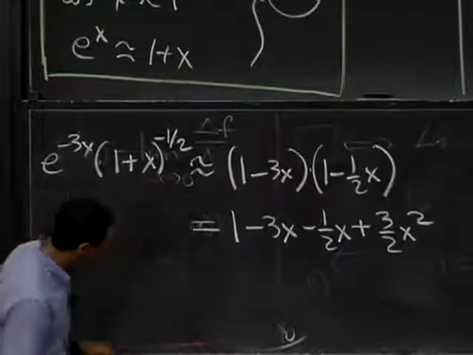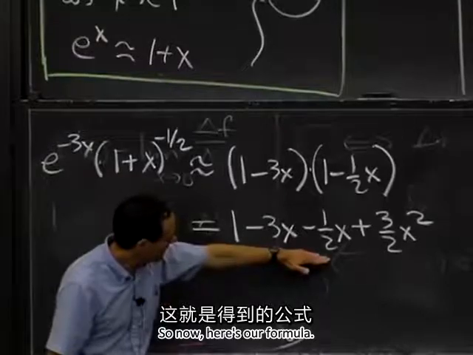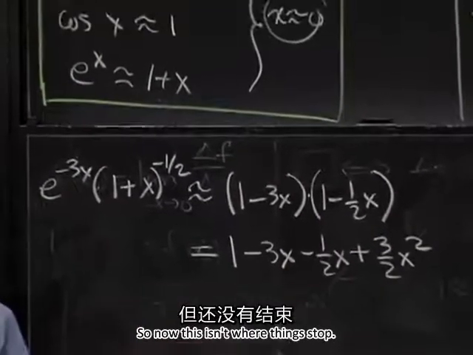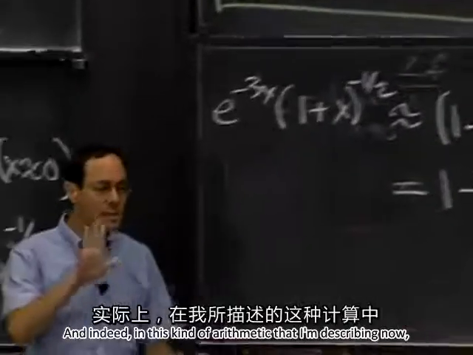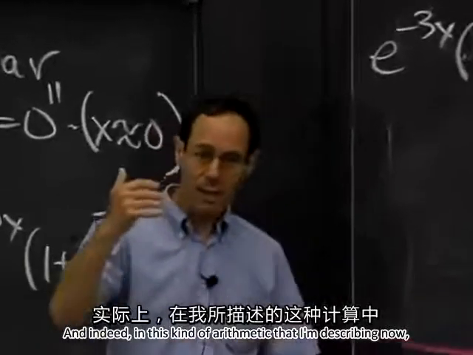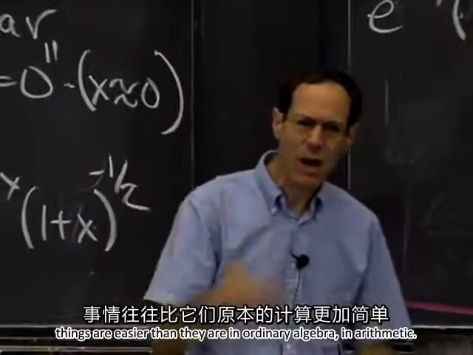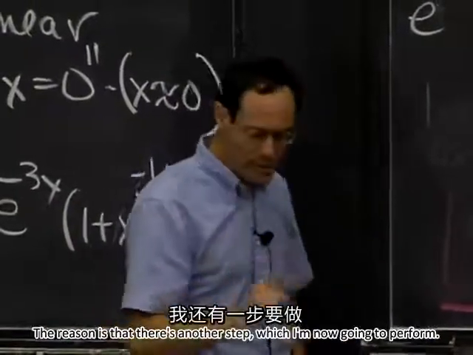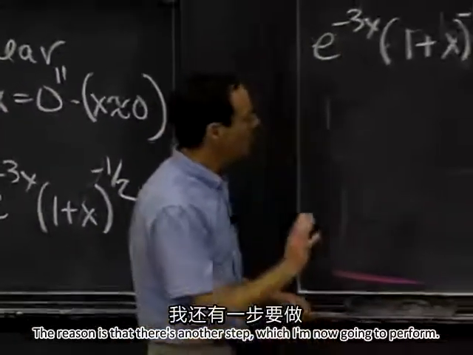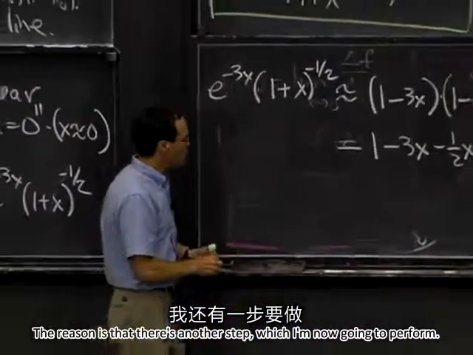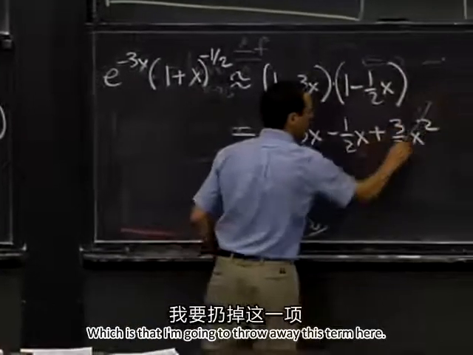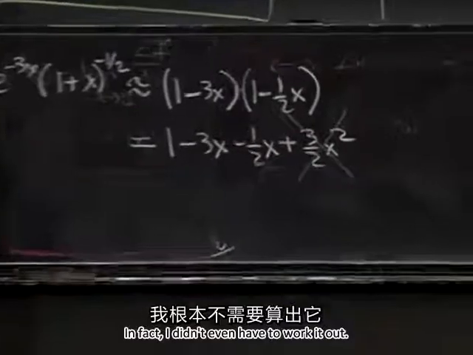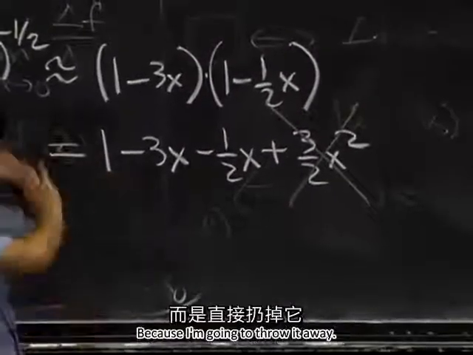Okay. So now, here's our formula. So now this isn't where things stop. And indeed, in this kind of arithmetic that I'm describing now, things are actually easier than they are in ordinary algebra and arithmetic. The reason is that there's another step, which I'm now going to perform, which is that I'm going to throw away this term here. All right? I'm going to ignore it. In fact, I didn't even have to work it out because I'm going to throw it away.